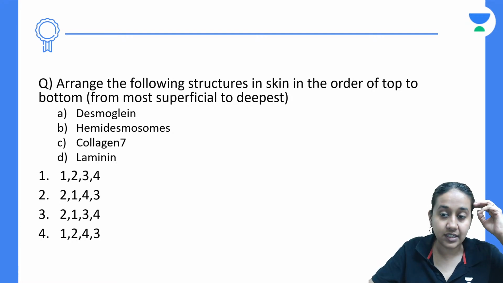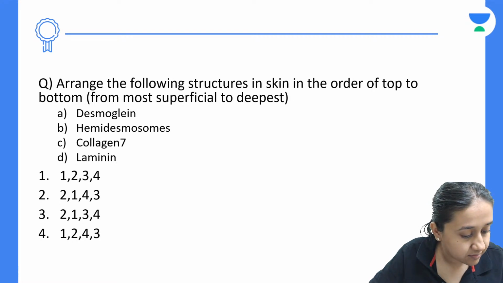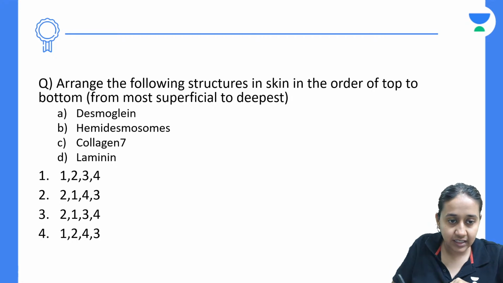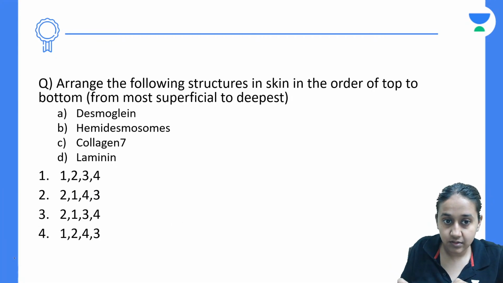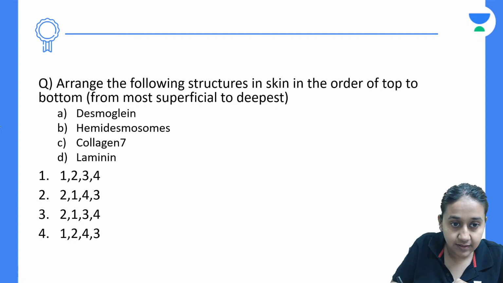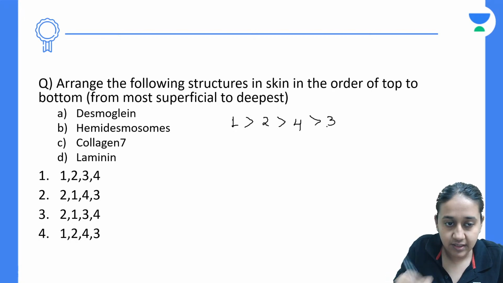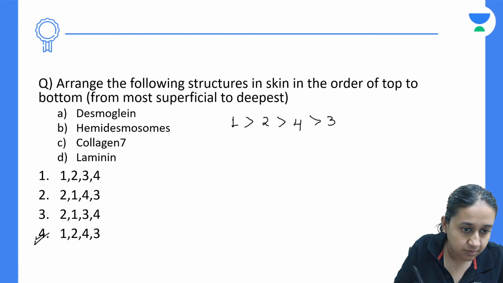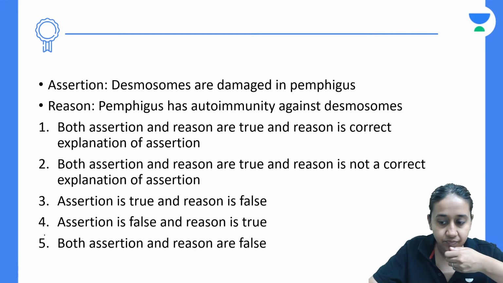Arrange the following structures in skin in order of top to bottom, from the most superficial one to the deeper one. Please tell me the correct answer. The correct answer of this question is, please remember the sequence. Most superficial is desmoglein, number 1, followed by hemidesmosome, number 2. Then we have laminin, number 4, and then we have collagen 7, that is number 3. The correct answer is option number 4: 1, 2, 4 and 3.